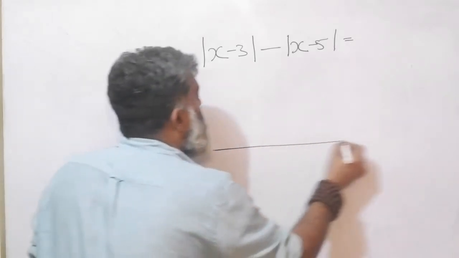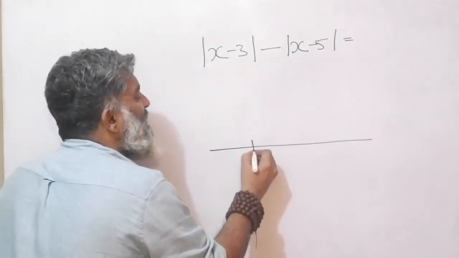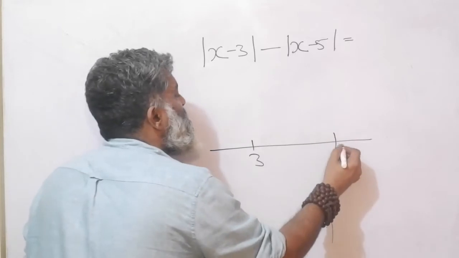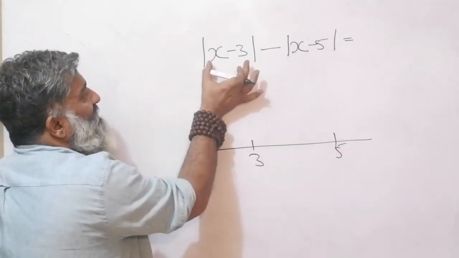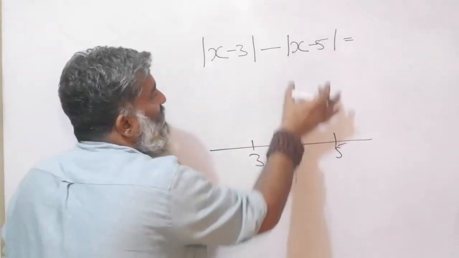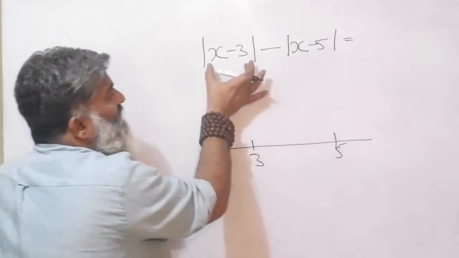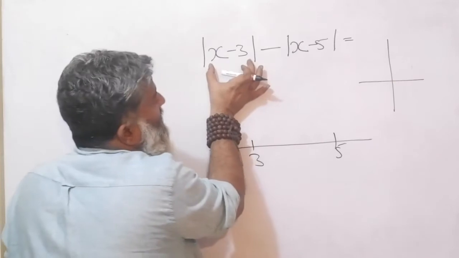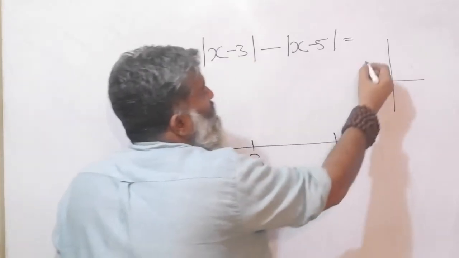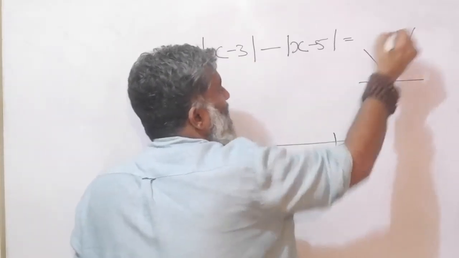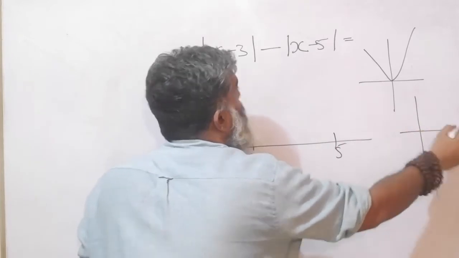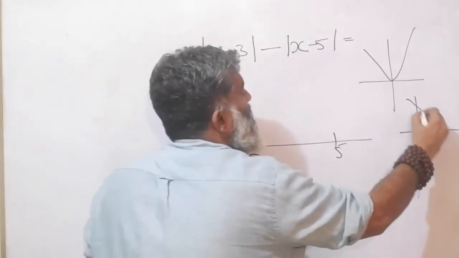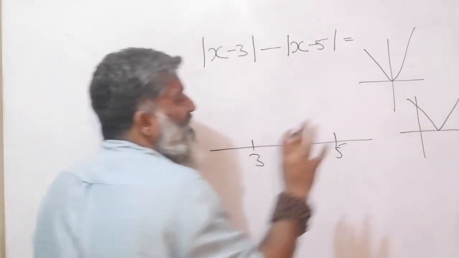So plot the numbers on the number line. That's been a very common step throughout the process. So 3, because at 3 this will become 0, and 5, because at 5 this will become 0. We are looking at a mod function. So what do I know? I'm looking at a mod of x minus 3. A normal mod would have been like this, and a mod of x minus 3 would shift 3 points to the right, something like that, right?